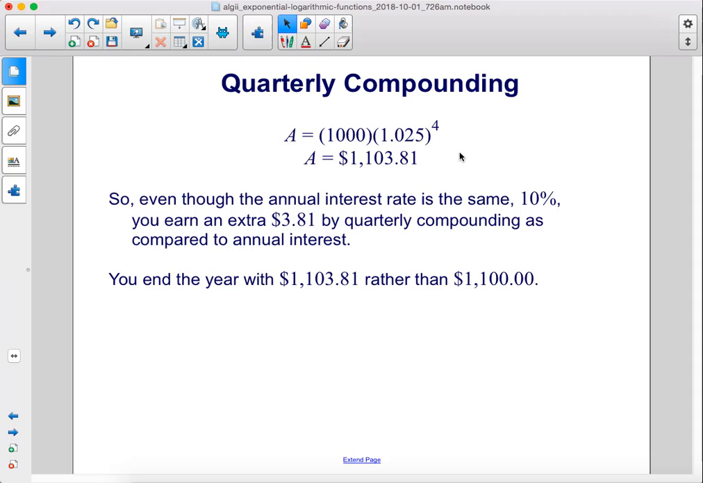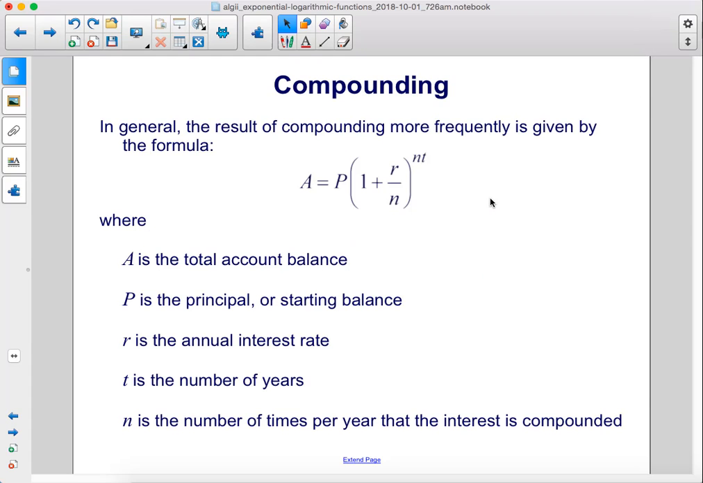So, even though the annual interest rate is the same, 10%, you earn an extra $3.81 by quarterly compounding as compared to annual interest. You end the year with $1,103.81 instead of $1,100.